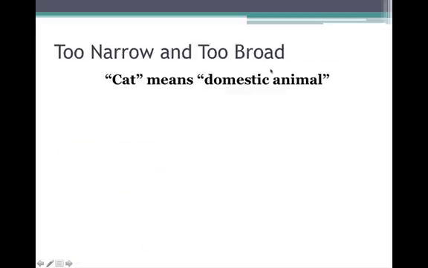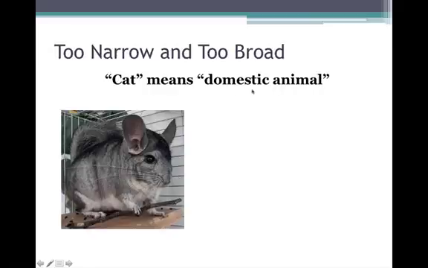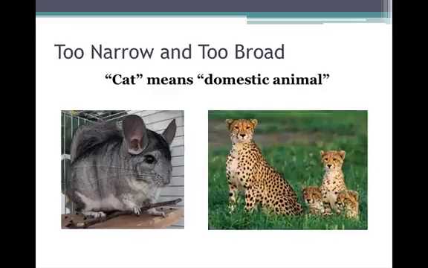Of course, sometimes you can manage to have definitions that manage to be too narrow and too broad all at once. Take, for example, cat means domestic animal. Well, on this definition of cat, your chinchilla would count as a cat, which makes it too broad. But at the same time, these cheetahs, who are not domestic animals, would not count as cats, so it's also too narrow.